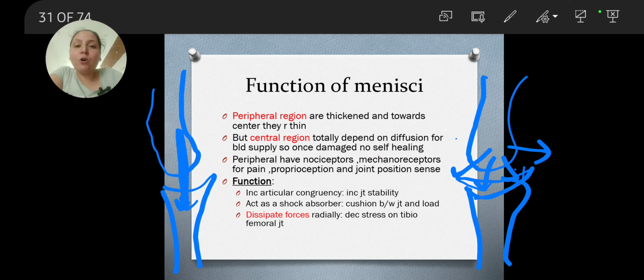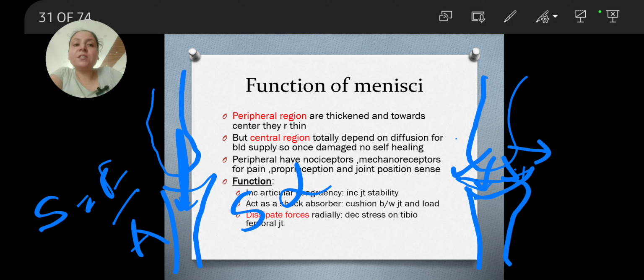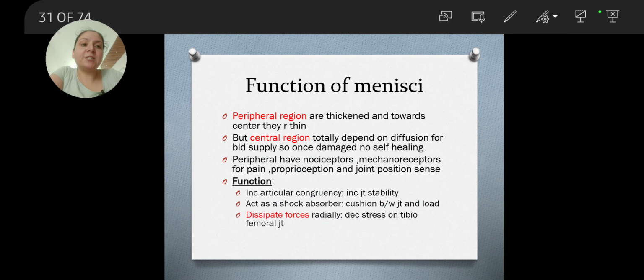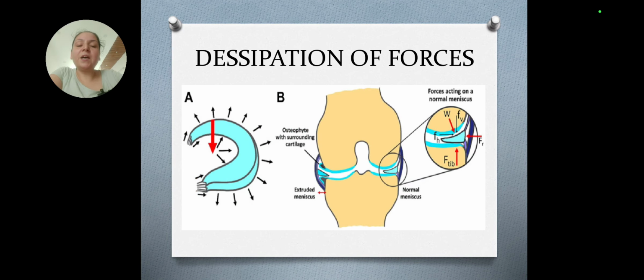We follow the formula over here, that stress is equal to force upon area. Now the more the surface area, the less will be the stress. So stress is inversely proportional to area. Fine. If the area is more, that is the menisci is increasing the area for the force, the kind of stress which is acting on the joint will be less. Fine. So this is how the dissipation of force is taking place. Fine. Now let us come. You can see over here the radial deviation of all the forces is done, because this is a wedge and here the dissipation of force is taking place.